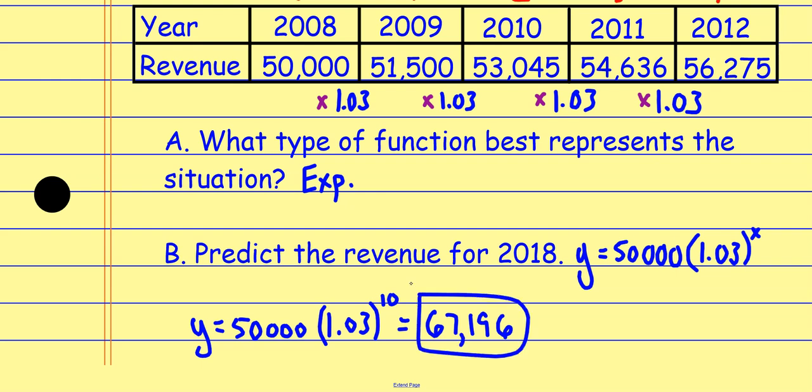Okay. But again, we interpreted this. We found out that it was following an exponential model. Then we used an equation to make a prediction about that model.